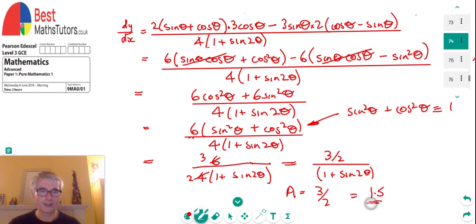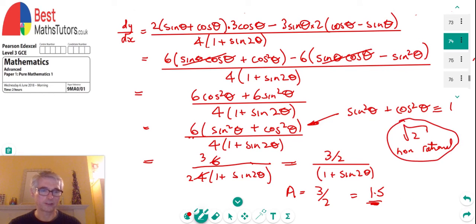And it did say at the beginning that A is a rational number, and I didn't mention, a rational number, which we should know from GCSE, is something that can be written as a fraction like that. So an example of a non-rational would be something like root 2. But we've got a rational number, so root 2 would be non-rational, but this is rational.